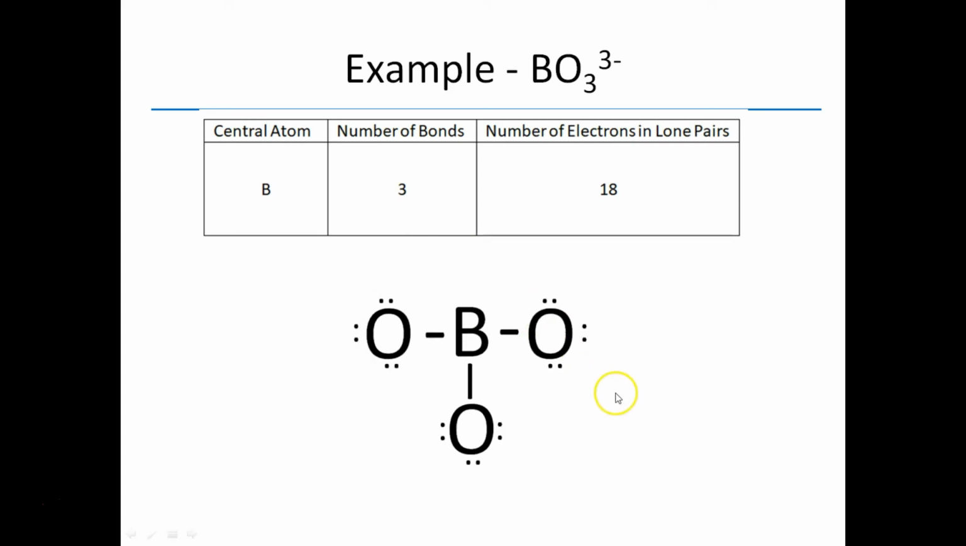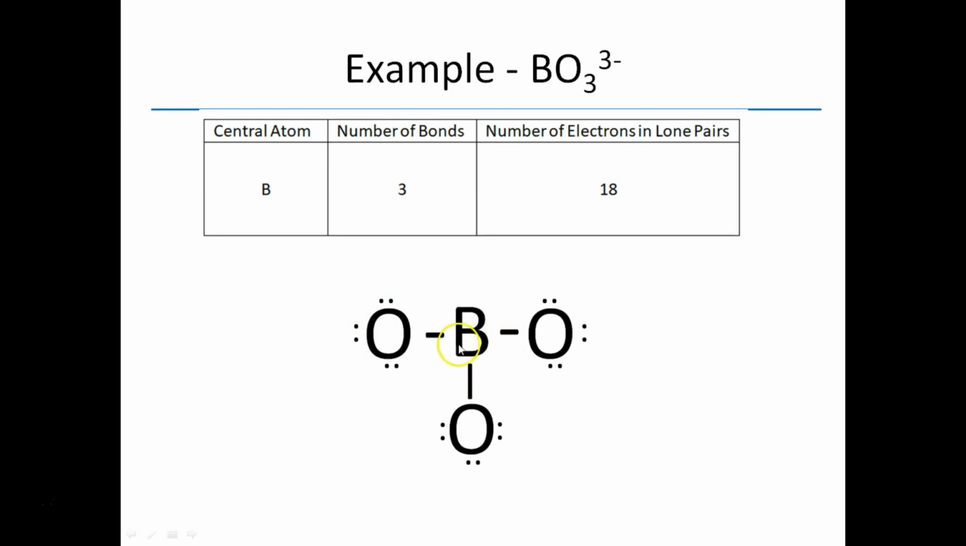Next, what I'll do is I add my lone pairs around my peripheral atoms. 2, 4, 6, 8, 10, 12, 14, 16, 18. So in this case, I've used them all up. So I have no more lone pairs to place. I've placed my bonds and all my atoms.